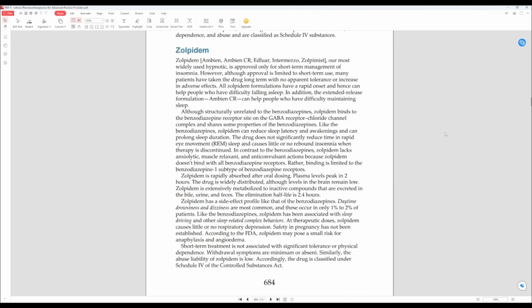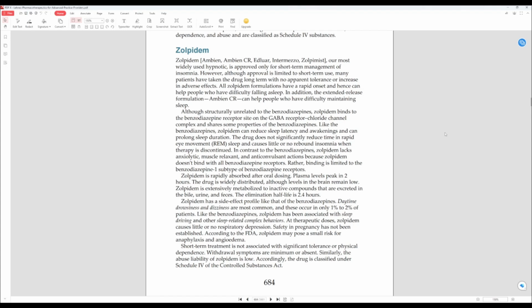Although structurally unrelated to the benzodiazepines, Ambien binds to the benzodiazepine receptor site on the GABA receptor chloride channel complex and shares some properties of benzodiazepines. Like the benzodiazepines, Ambien can reduce sleep latency and awakening and can prolong sleep duration. The drug does not significantly reduce time in rapid eye movement or REM sleep and causes little or no rebound insomnia when therapy is discontinued.